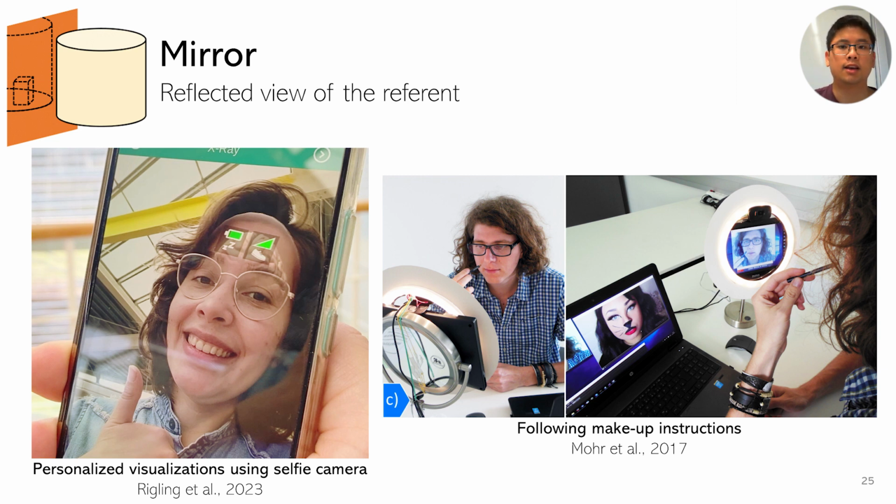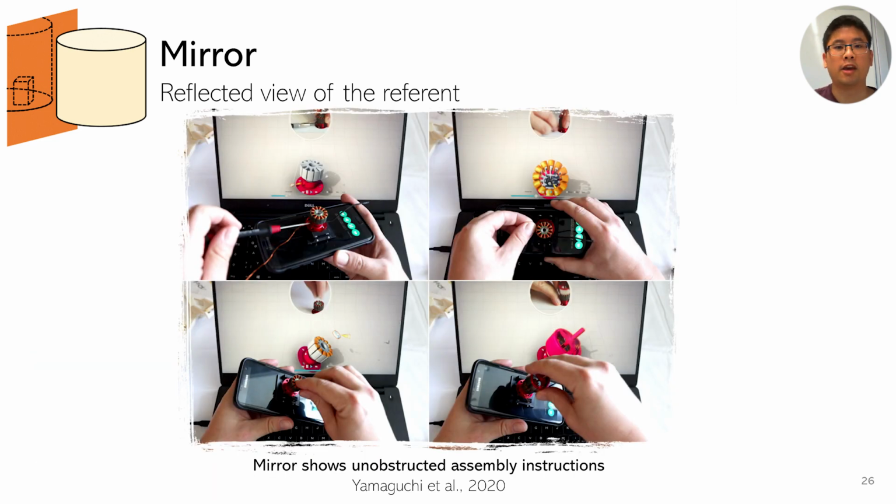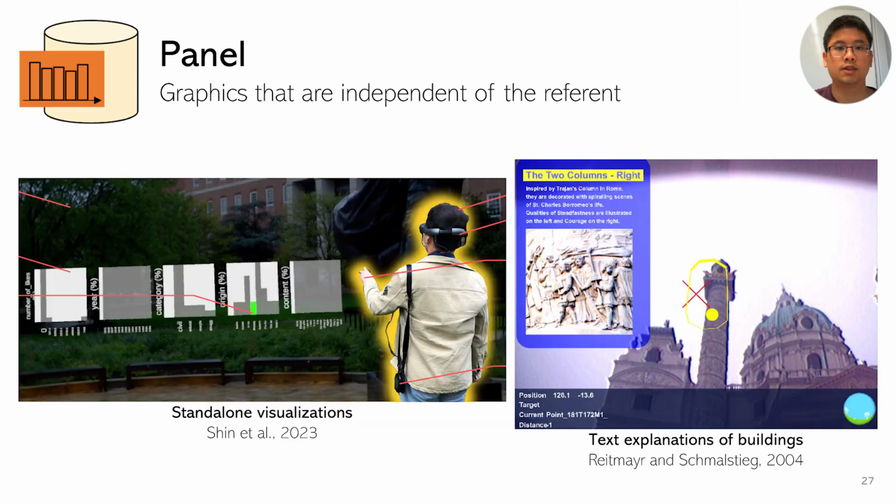They are naturally suited for when the user themselves is the referent, such as to show personalized data visualizations on one's own face, or to follow makeup instructions. Mirrors may also be useful to provide an unobstructed view of the referent to display annotations and guidance on. This is especially useful during 3D manipulation and assembly tasks, where one's hands may unintentionally obstruct the referent.